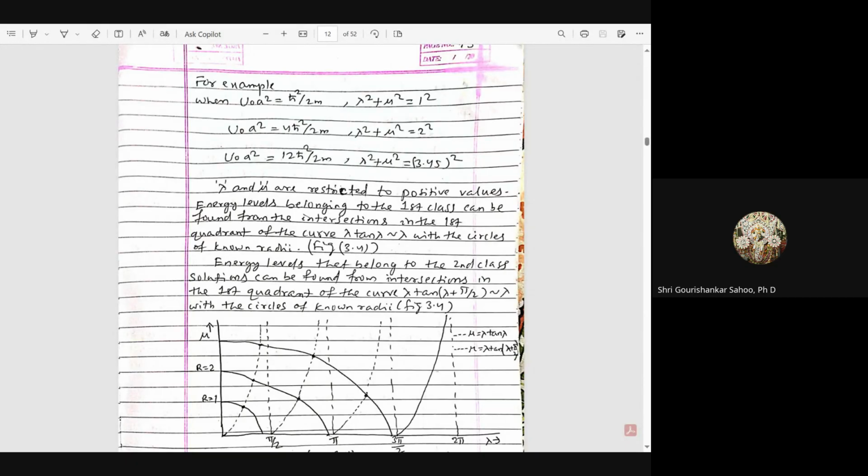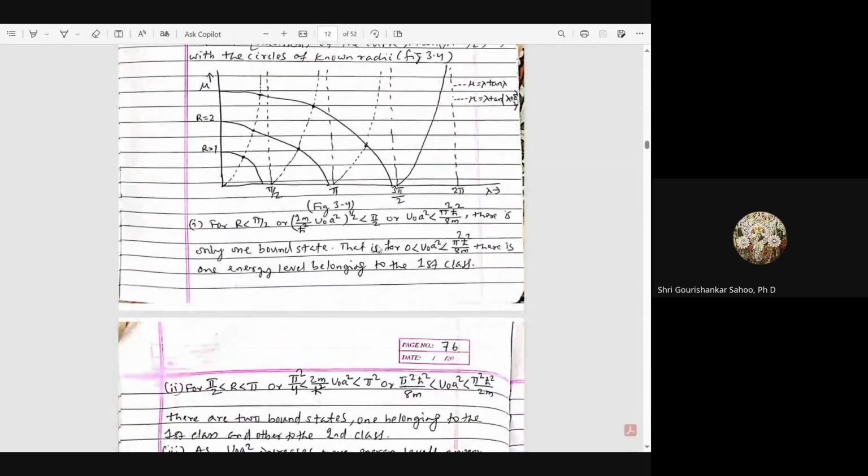Energy levels belonging to the first class can be found from the intersections in the first quadrant of the curve lambda tan lambda, which is nearly equal to lambda, with the circles of known radii. And the energy levels that belong to the second class solutions can be found from the intersection in the first quadrant of the curve lambda tan(lambda plus pi by 2), which is nearly equal to lambda, with the circles of known radii, which is shown on the screen.